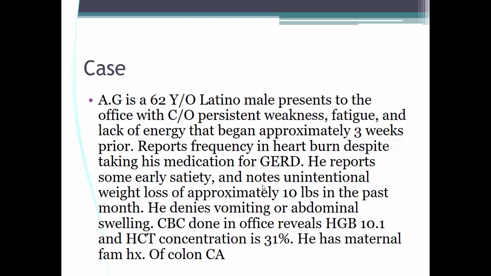So, this is a patient that has signs and symptoms of either peptic ulcer disease or gastroesophageal reflux disease that now has weight loss. So that leads to think about the possibility of cancer. He denies vomiting or abdominal swelling. He has anemia with hemoglobin of 10.1 and hematocrit of 31, and he does have a history of GI cancer.